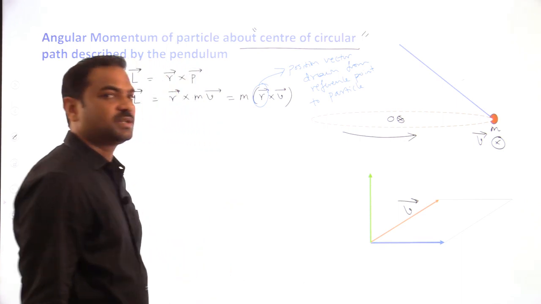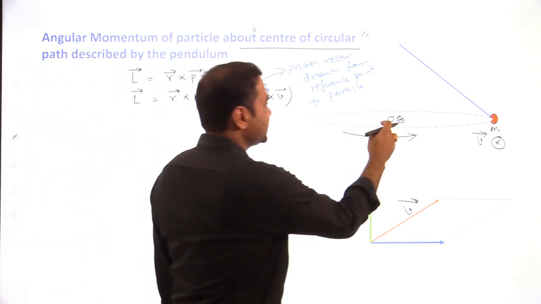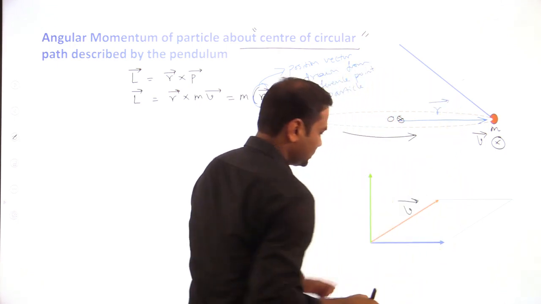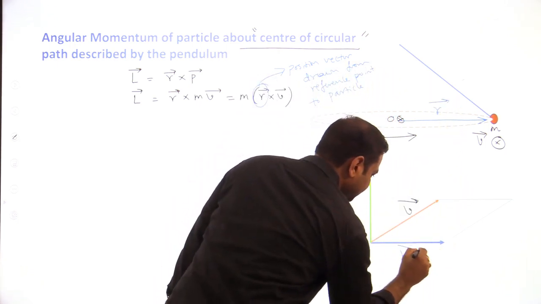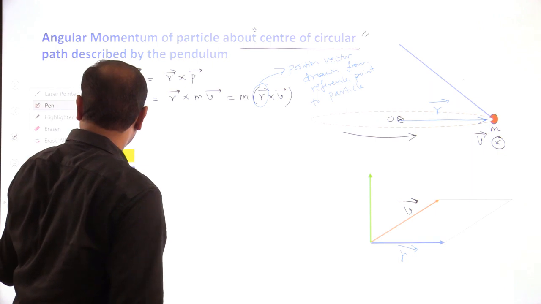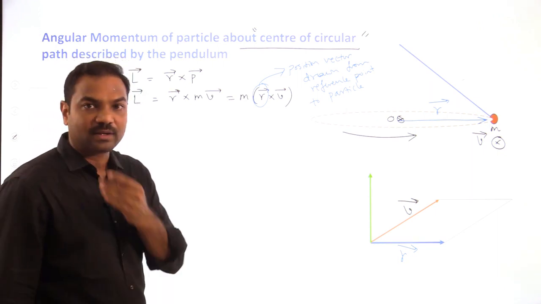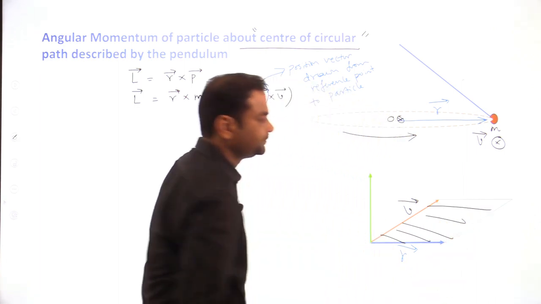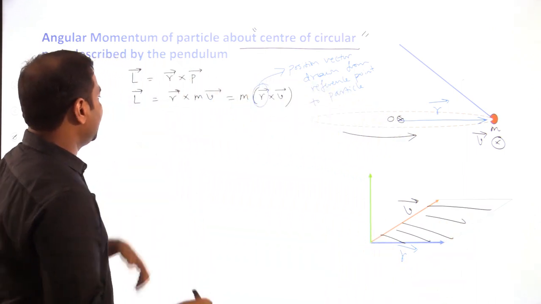Most of the students will make a mistake over here. So this is the reference point, this is the particle. Now draw a vector r bar. So this is the r bar. Now I have the r bar vector and the v bar vector also. So this is the plane containing r bar and v bar. Then what is the angular momentum?